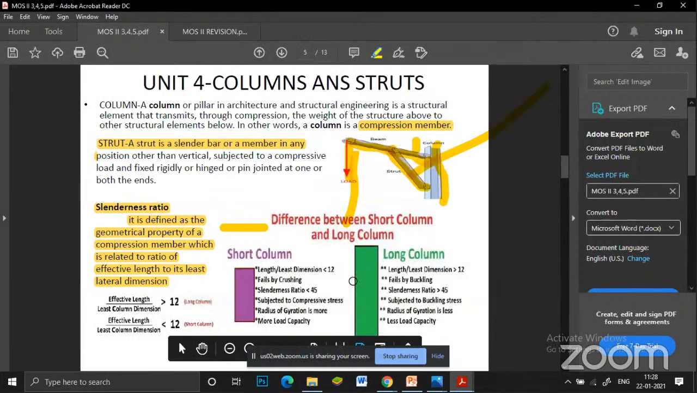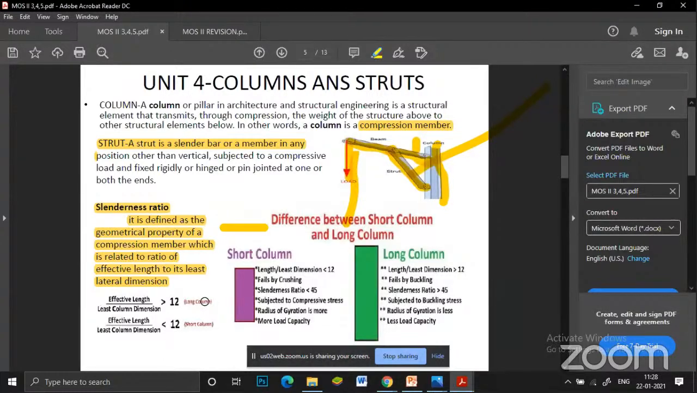Then columns and struts. In case of columns, first of all you should know that a column is just a compression member and a beam is a structural member, right? The next thing is what is a strut. I have shown here, then whether it is a short column or a long column.